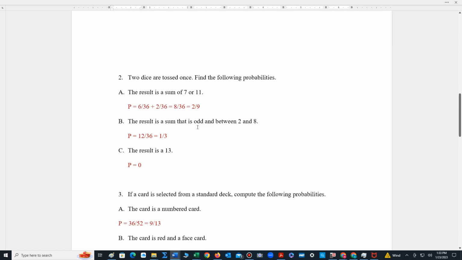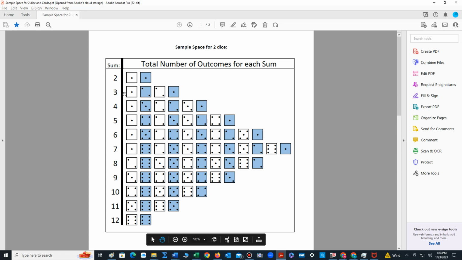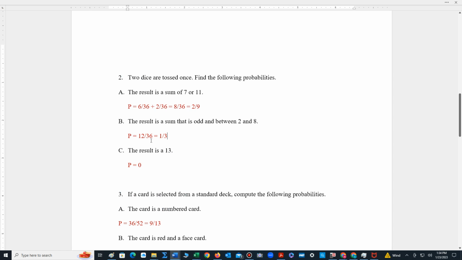The result is a sum that is odd and between 2 and 8. When you see the word and, that means it has to have both properties. So we're looking for all the odd sums between 2 and 8. Well, here's 2. So 3 is odd, so let's count it. 1, 2. 4 is not odd. 5 is odd, so 1, 2, 3, 4, 5, 6. 6 is not odd, but 7 is. So far we had 6 outcomes, so 6, 7, 8, 9, 10, 11, 12. Thus, there are 12 outcomes out of 36, which reduces to 1/3.